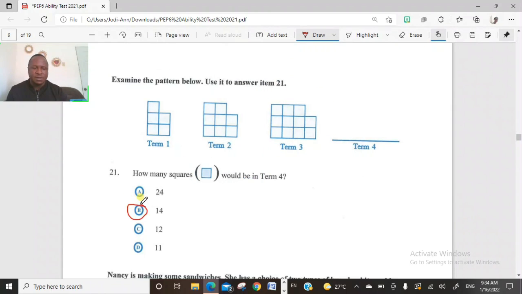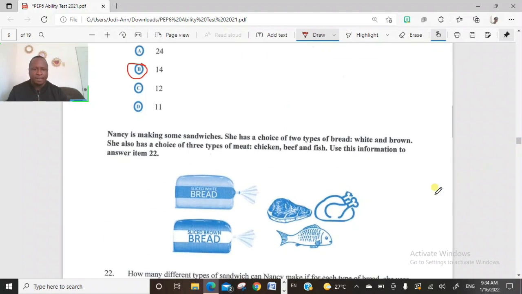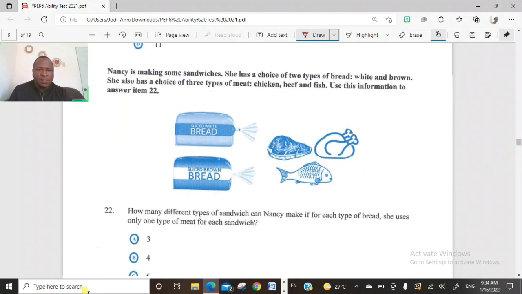Alright, so that will be 14 squares for this one. Alright, so moving on now. It says Nancy is making some sandwiches. She has a choice of 2 types of bread, white and brown. She also has a choice of 3 types of meat, chicken, beef, and fish. Use this information to answer item 22.